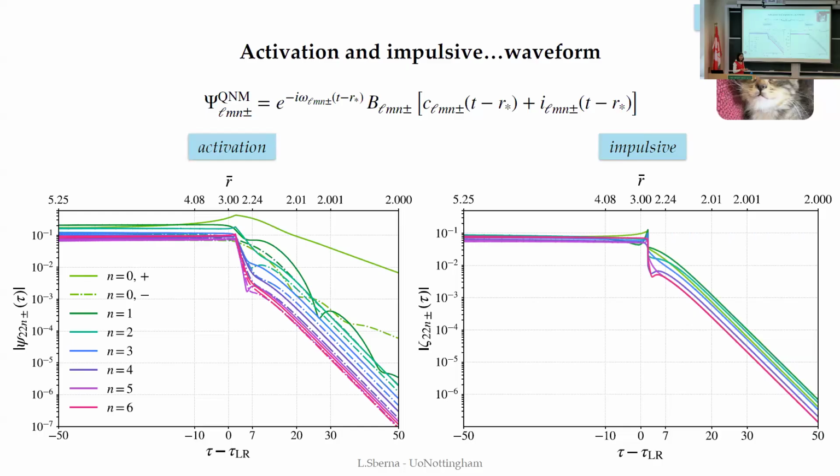Luckily, this is just an artifact of looking in a sense at the wrong quantity, because the actual physical observable is not the coefficient there, C or I, but rather the full waveform, which also contains, of course, the exponential decay of the quasi-normal modes. So if you look at the waveform coming from each pole, you see that it does decay at late times. So everything is good.